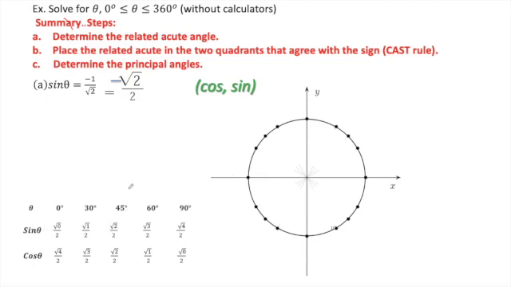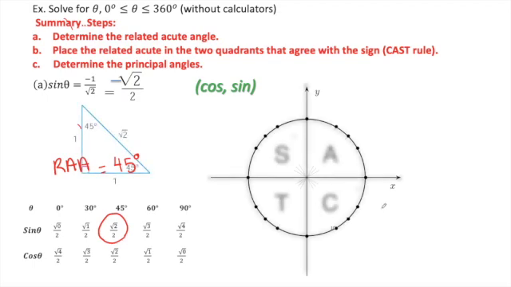Our related acute angle is going to be 45 degrees here, just simply based off of this. Okay, and then using our CAST rule, sorry, that kind of came up on that triangle. Using our CAST rule, we need it to be negative. So where is sine negative? We have sine is negative in our tan quadrant and in our cosine quadrant.